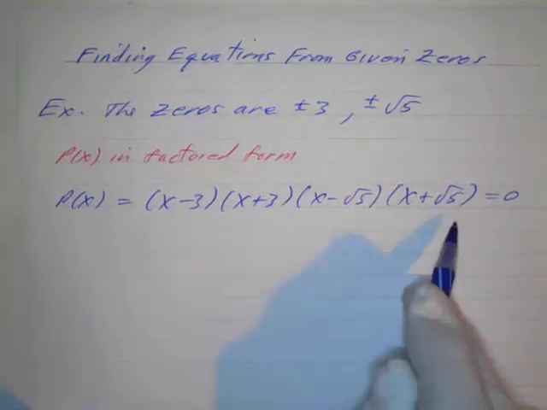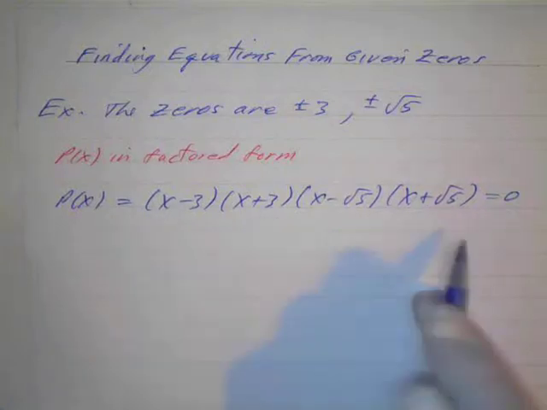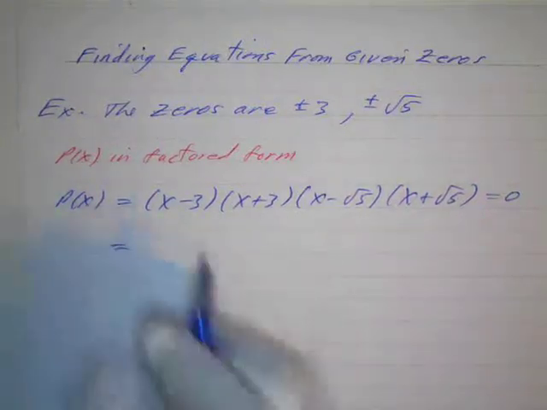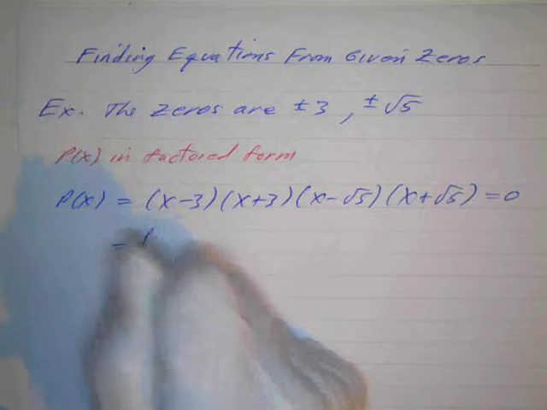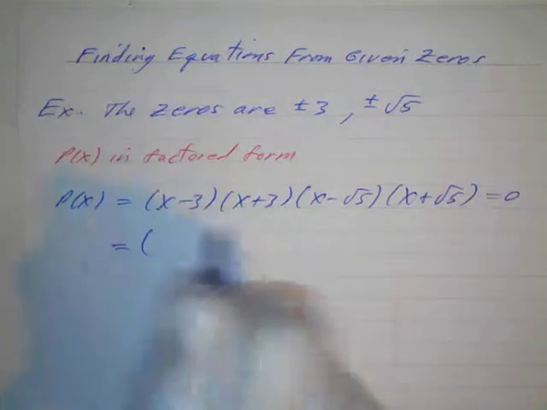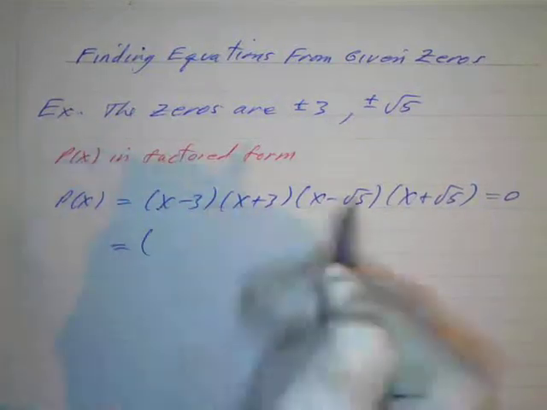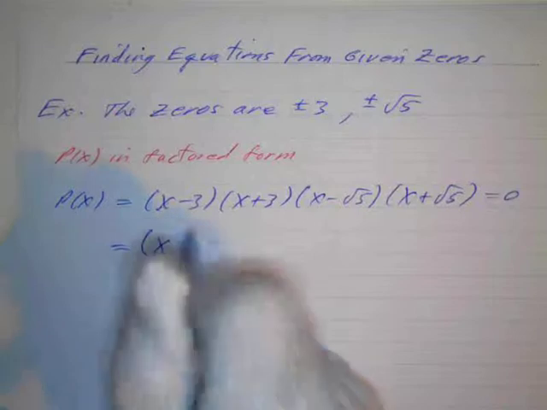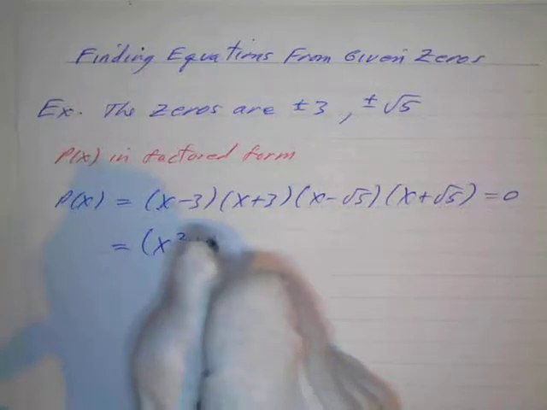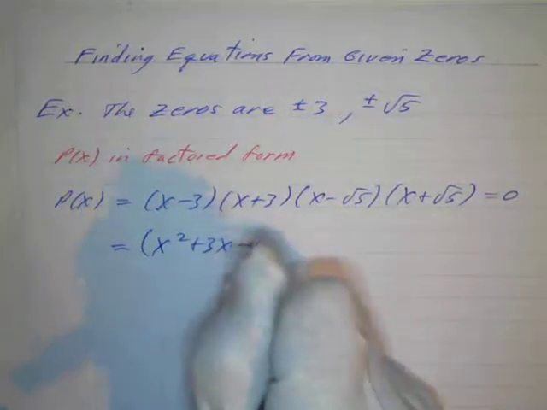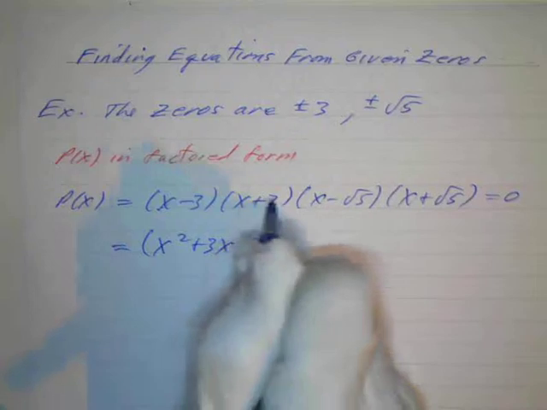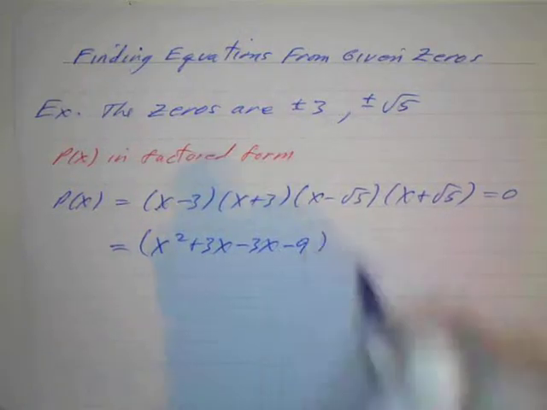Now we've got 4 factors, so what I'll do is I'll multiply them out in pairs just to save myself some time. So I'll multiply, first of all, these two factors, and I use the FOIL process. So x times x is x squared. X times 3 is plus 3x. Negative 3 times x is negative 3x. And negative 3 times positive 3 is negative 9.